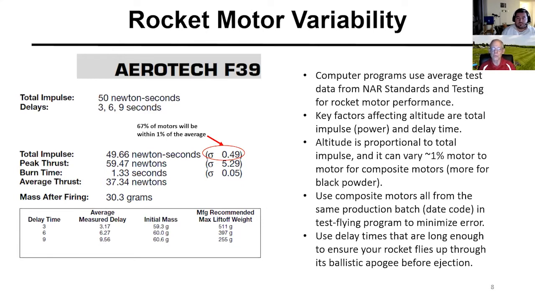It can be 1 or 2% of variation in total impulse from one motor to the next. A 1 or 2% variation in total impulse will change altitude by 1 or 2%. This is just life. This is how it works. We're not paying NASA prices for rocket motors. We're not getting NASA quality. These are good rocket motors. They're not perfect.